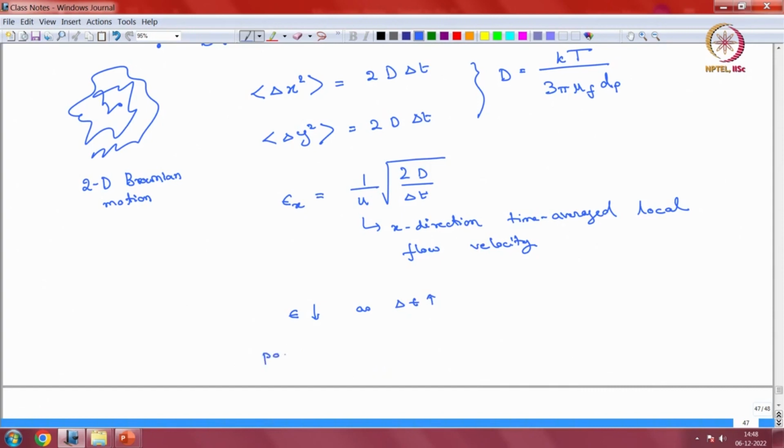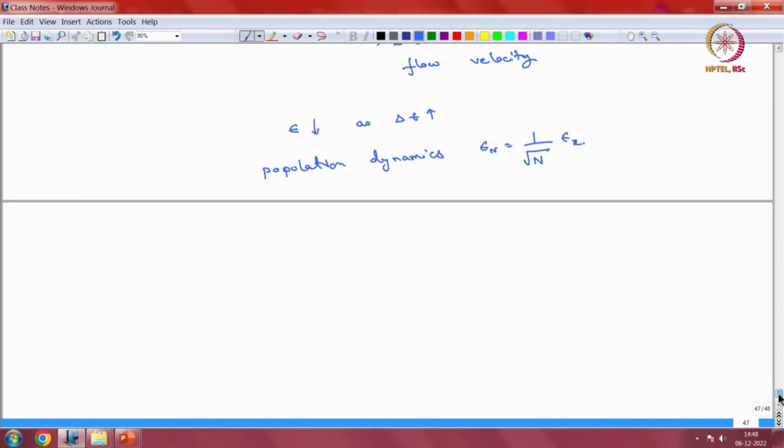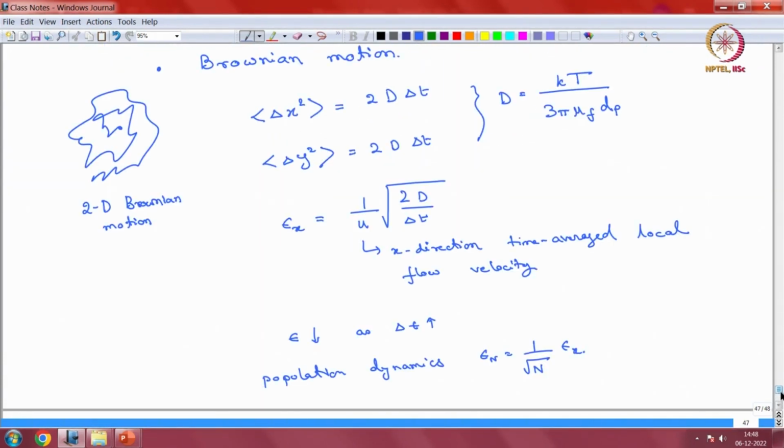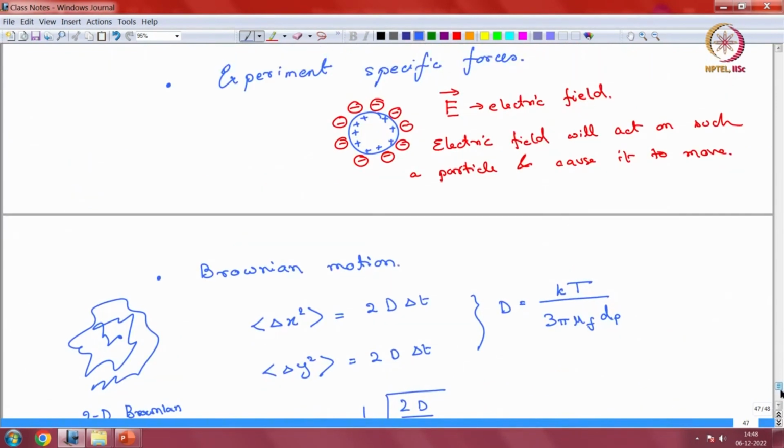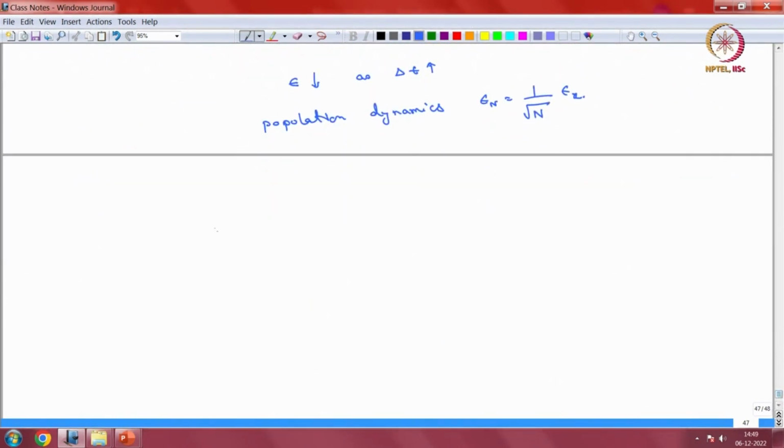And for population dynamics, which means many body population dynamics, which means you have n tracer particles, the error actually scales as root over n of epsilon x. So, these are some results that I am sharing with you without going into the exact details. For example, I am skipping all the details of Brownian motion, because that is something you will have to read up.